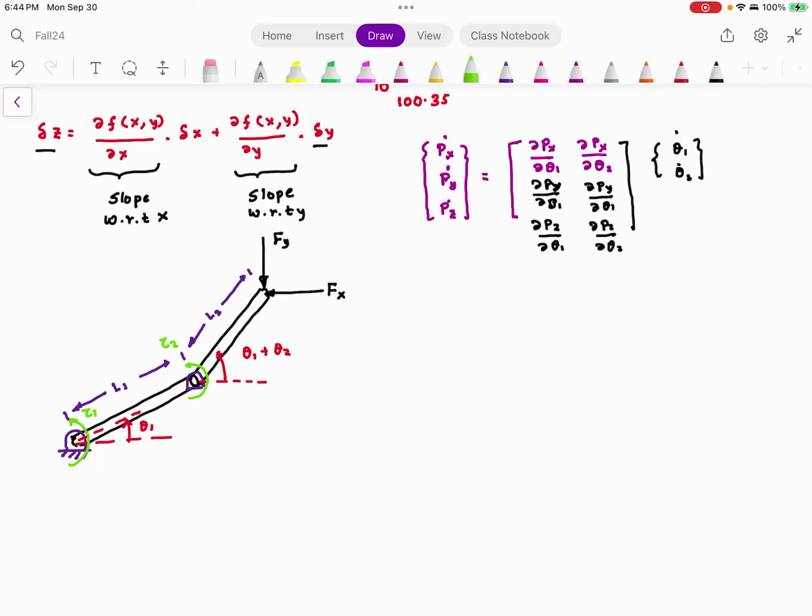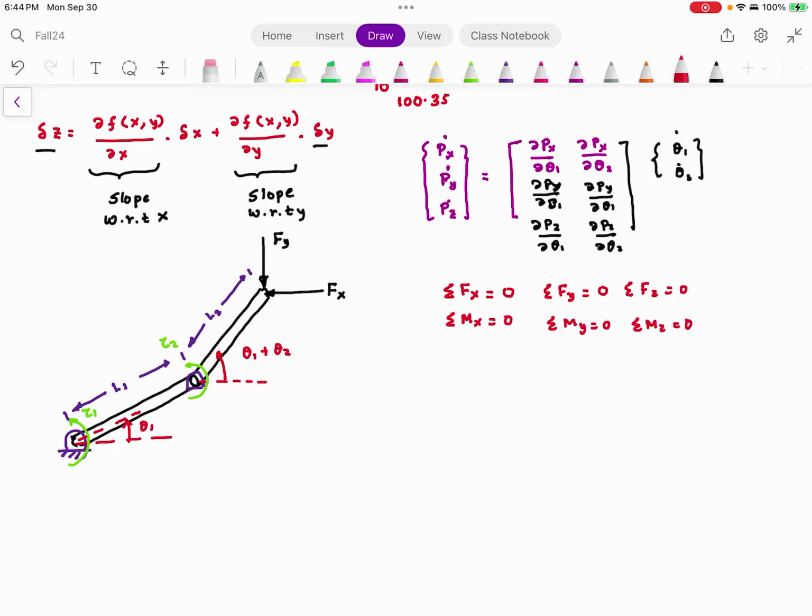This goes back to basic statics. Summation of forces in the x direction is equal to 0. Summation of forces in the y direction is equal to 0. Summation of forces in the z direction is equal to 0. Summation of moments about x is equal to 0. Summation of moments about y is equal to 0. And summation of moments about z is equal to 0.